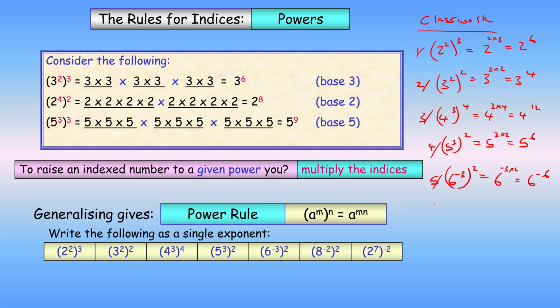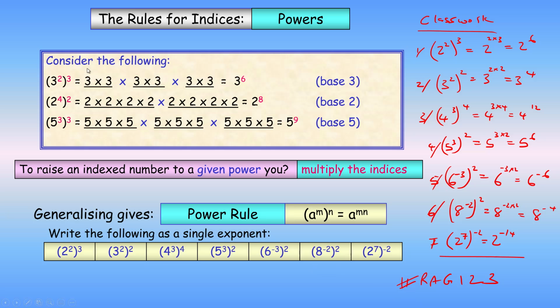Question number 6. We've got 8 to the power of minus 2, squared, which is equal to 8 to the power of minus 2 times 2, which is 8 to the power of minus 4. And question number 7. We've got 2 to the power of 7, to the power of minus 2, equals 2 to the power of minus 14. Okay. RAG your work. And once you've done that, made your corrections, hit play again, and we'll move on.